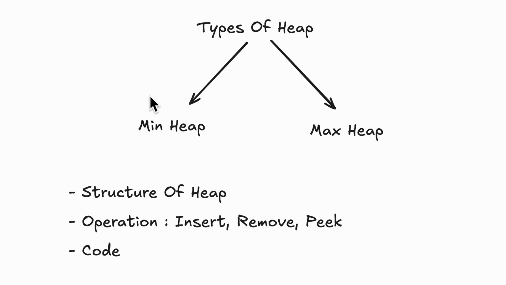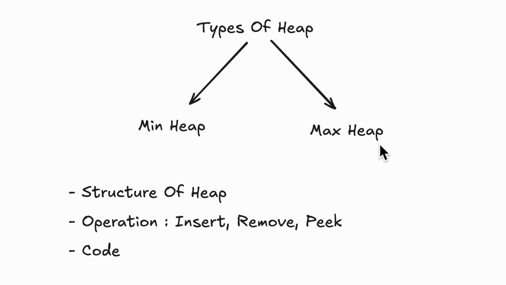So there are two kinds of heap data structure. The first one is Min-Heap and the second one is Max-Heap. In this video, I'll explain the Max-Heap in the theory section, but for the code part, I have implemented both the Min-Heap and the Max-Heap.